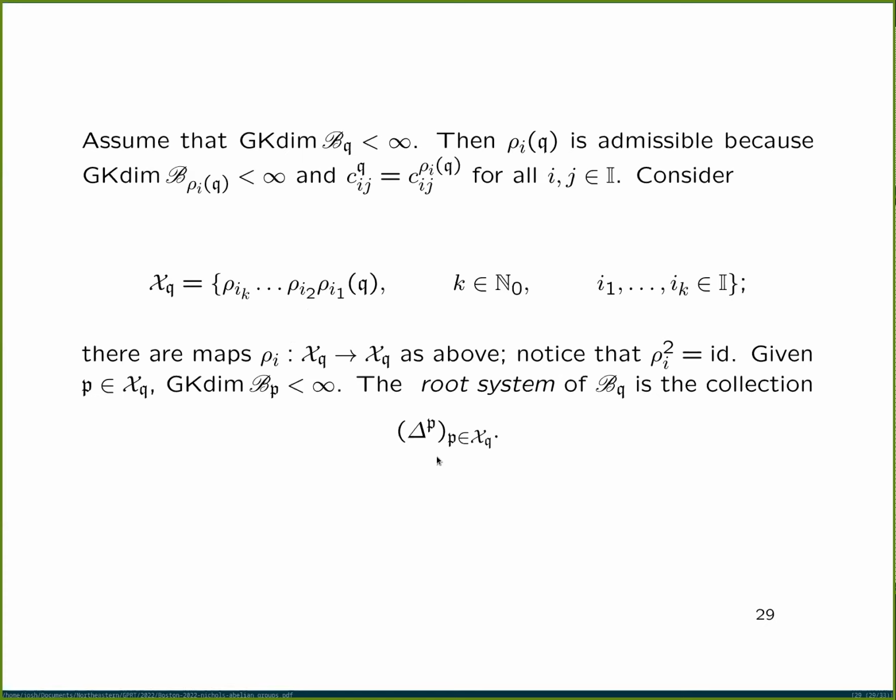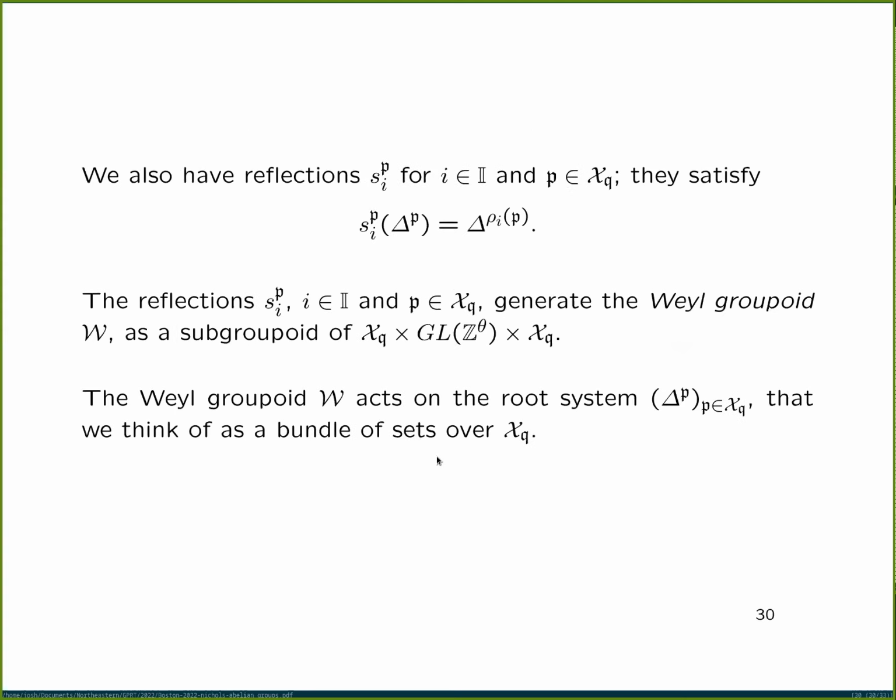So you have the set XQ. Over each point of XQ you have a different Nichols algebra and a different set of roots, and you relate one with the other with the composition of the rho i's. Therefore, it is natural to say that the reflection s_i^p satisfies s_i^p of delta_p is delta_{rho_i(p)}.